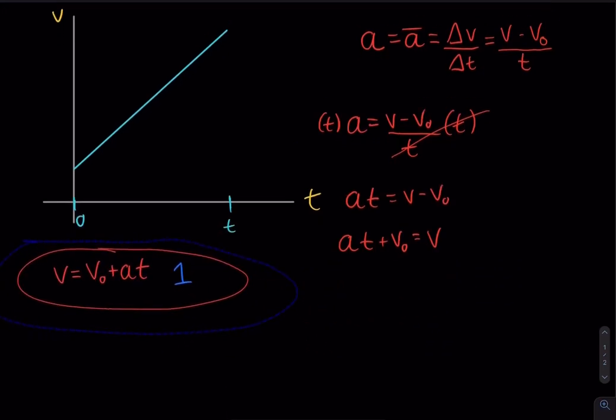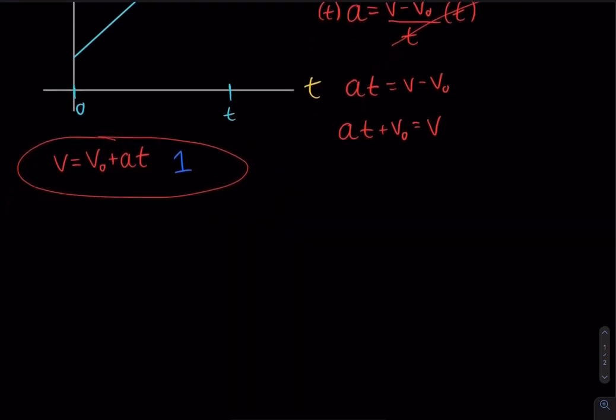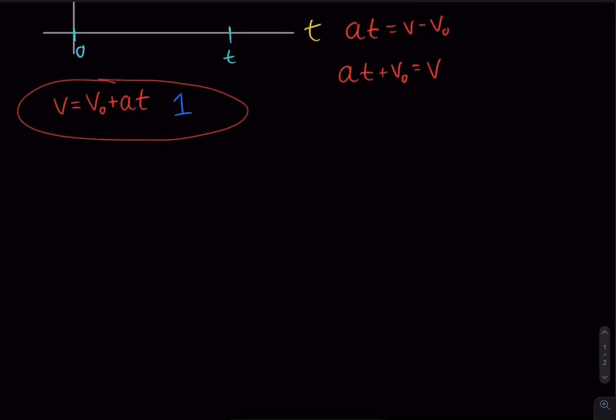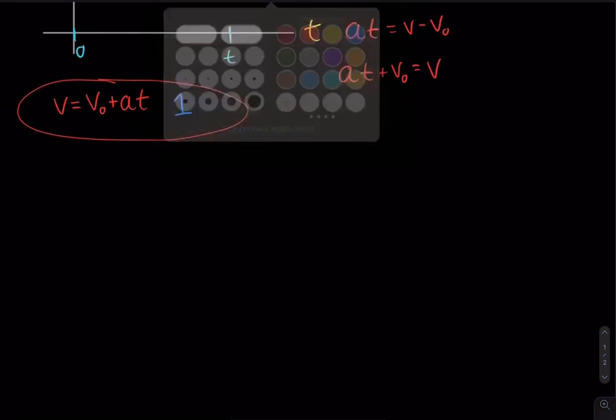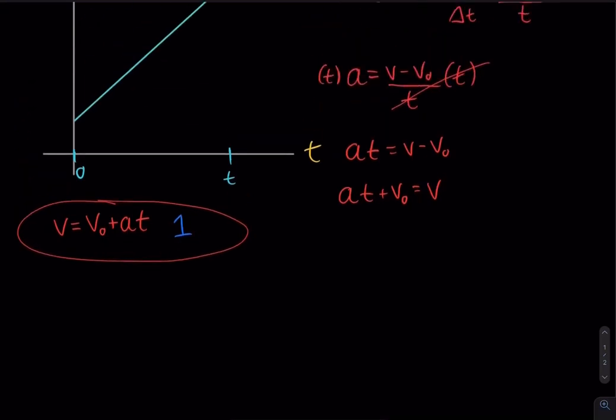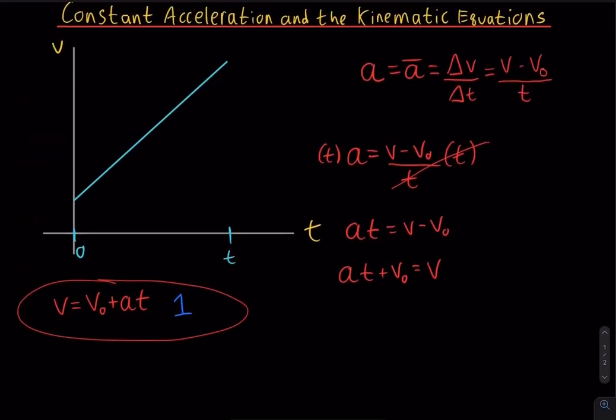Okay, so let's look at the second one. Let's see if we can find a second kinematic formula. Let's switch colors, we'll do this color. Again, if we have constant acceleration, then this is what our velocity looks like. We end here and we start here.